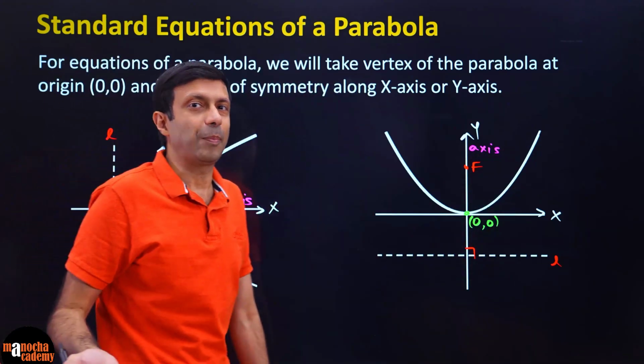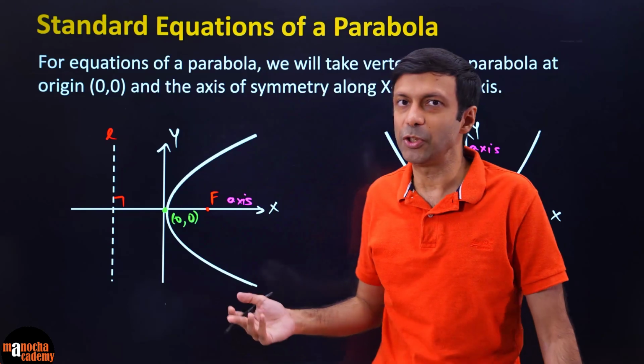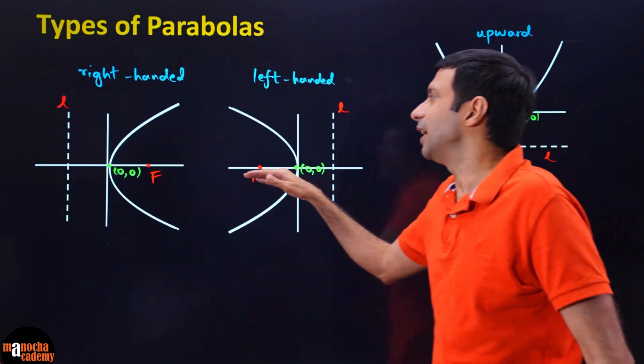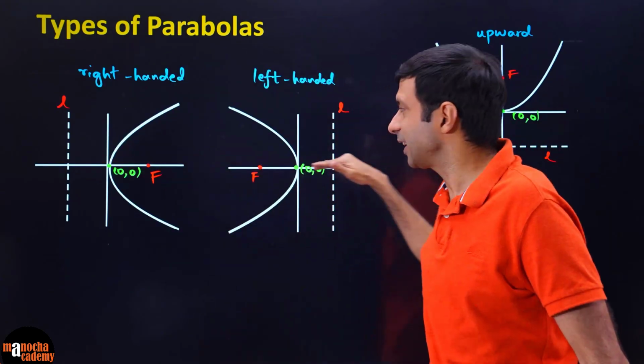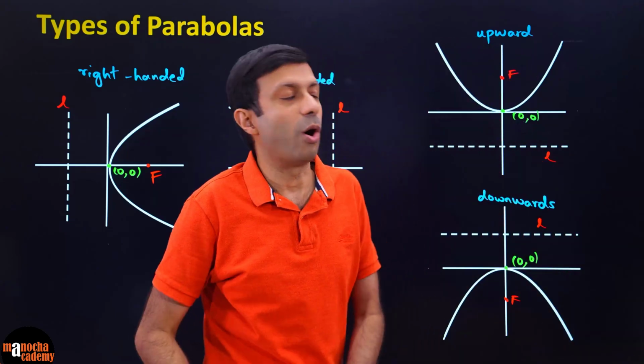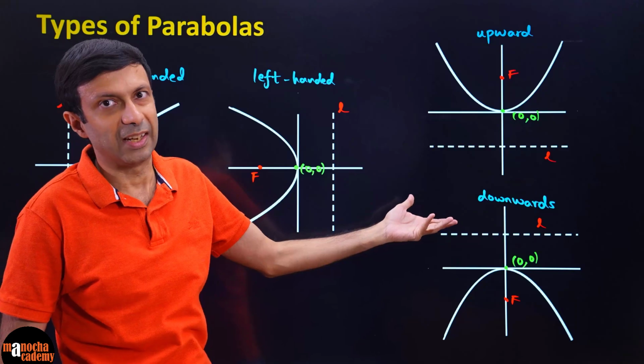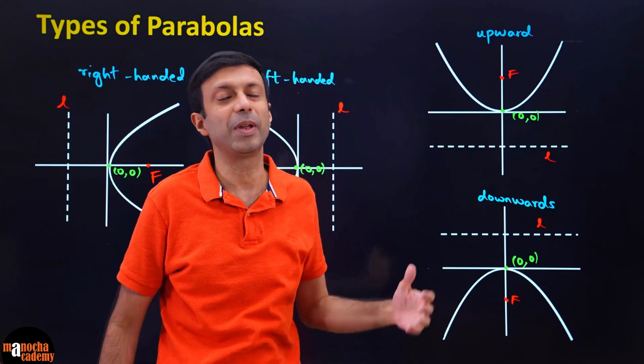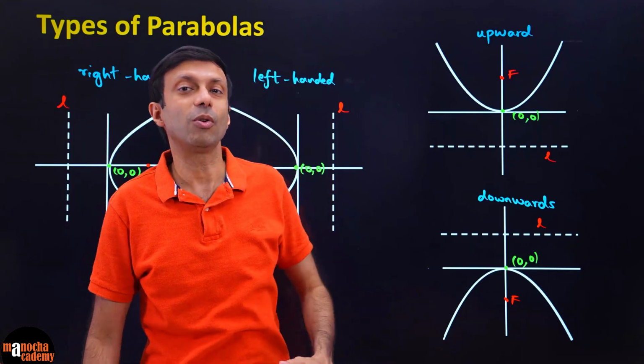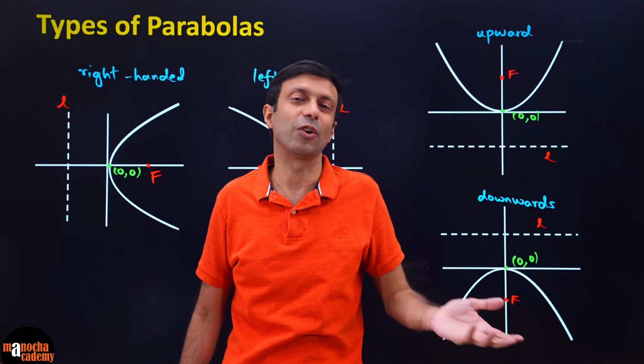So in all our parabolas, we looked at different types. Let me show you. You can see the axis will be either the x-axis here, the axis of symmetry, or it's going to be the y-axis, whichever type of parabola we see. And remember, the vertex is always going to be (0, 0). So now let's look at the standard equations of these parabolas.